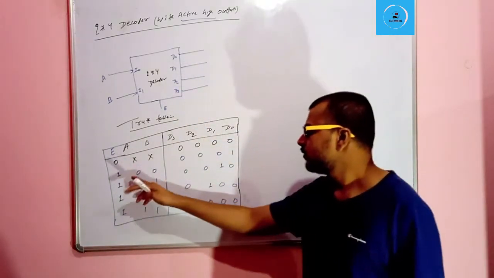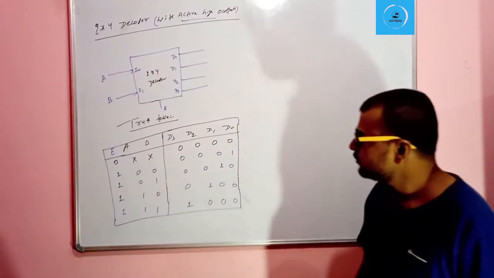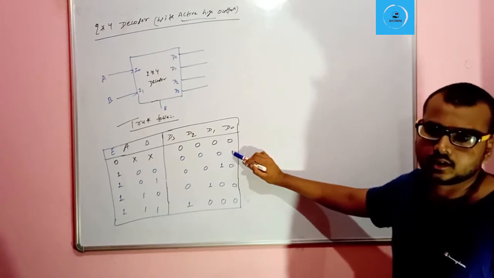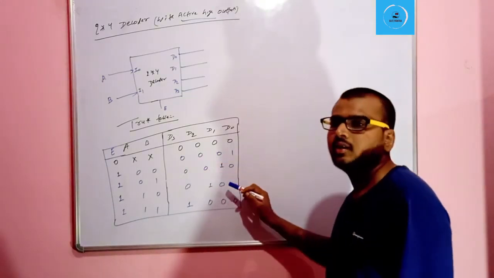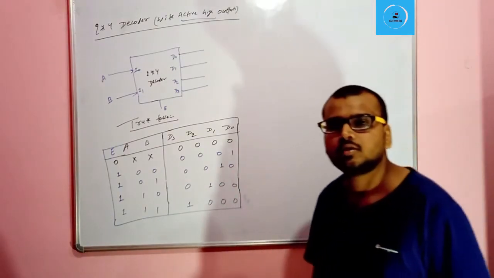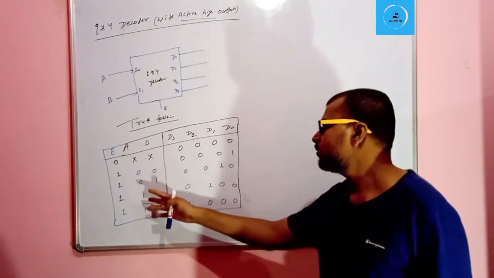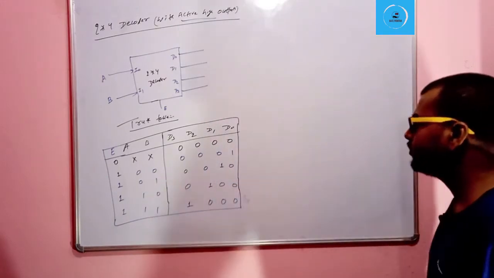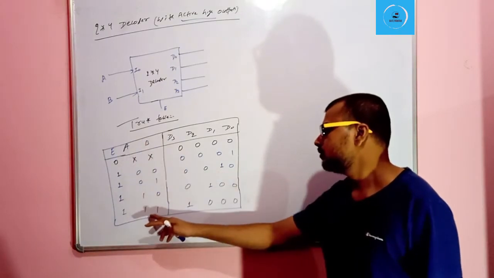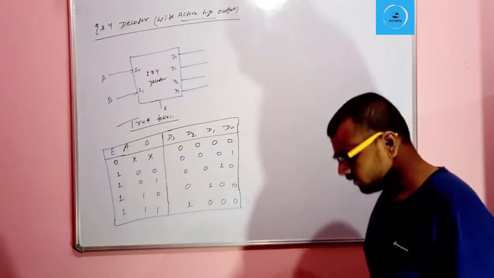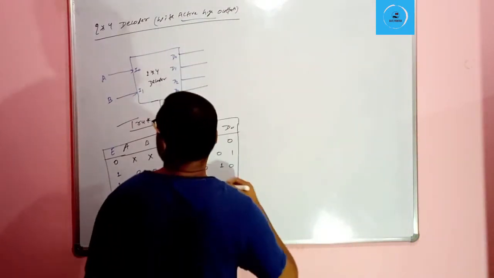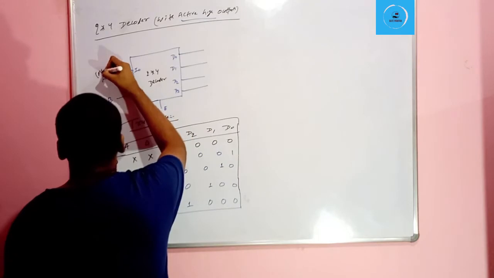If enable is 1 and AB is equal to 00, then D0 will be selected. If AB is 01, then D1 will be selected. If AB is 10, then D2 will be selected. And if AB is 11, then D3 will be selected, in which A is the MSB and B is the LSB.